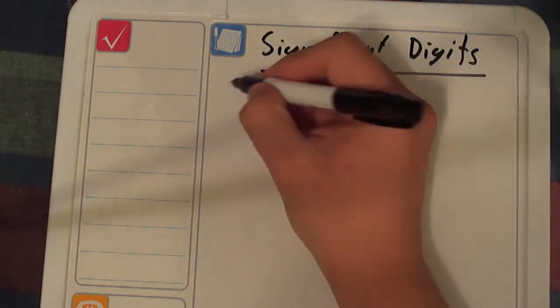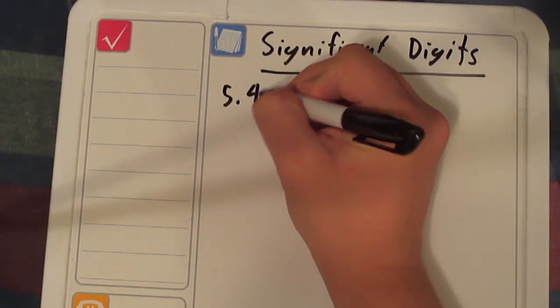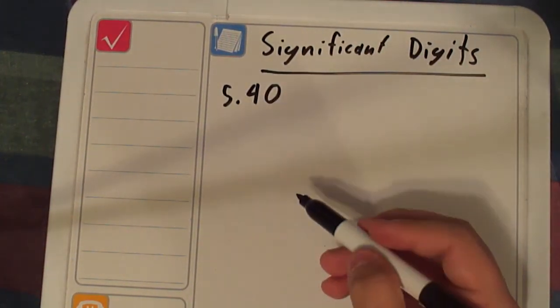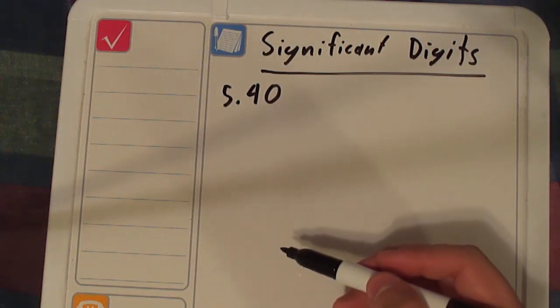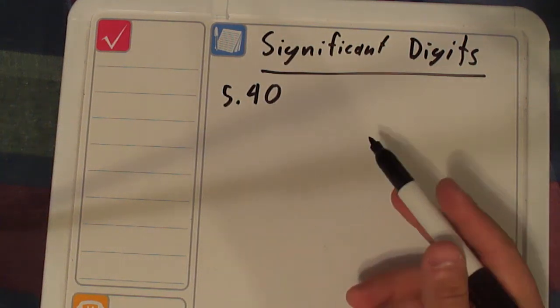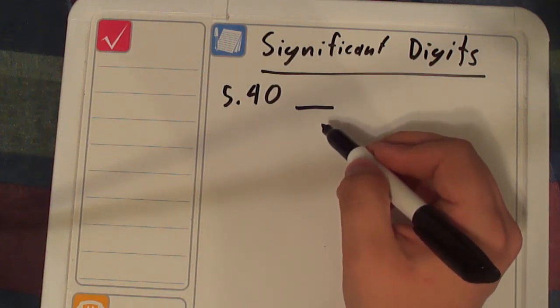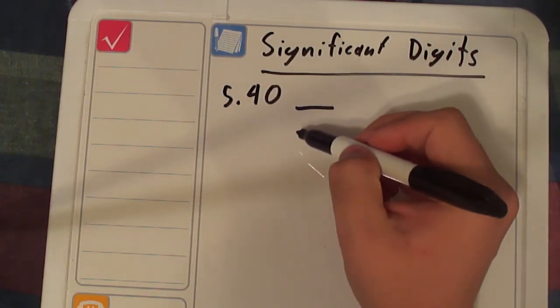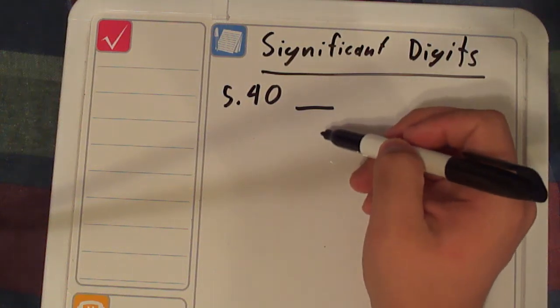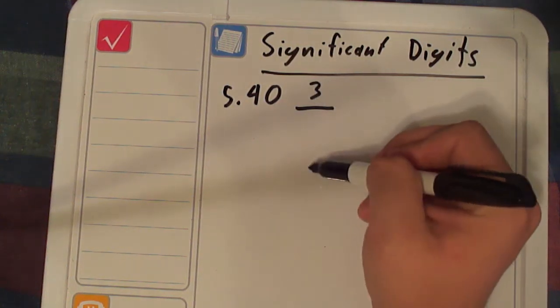So one of the first ones I have is 5.40. Take this moment to yourself, just say how many you would think. Sorry, that was real bad. Anyways, back to it. This would have 3.